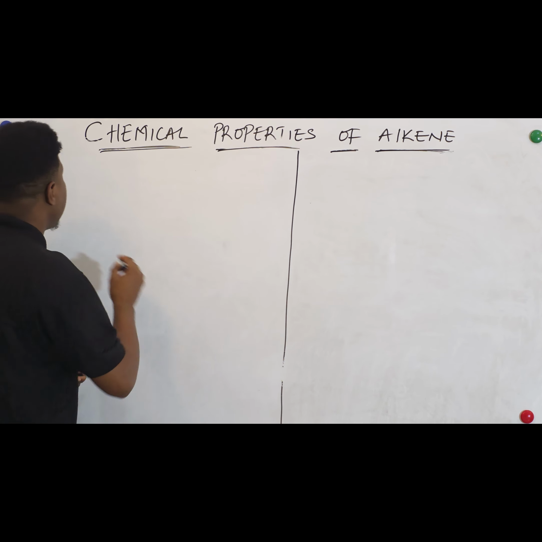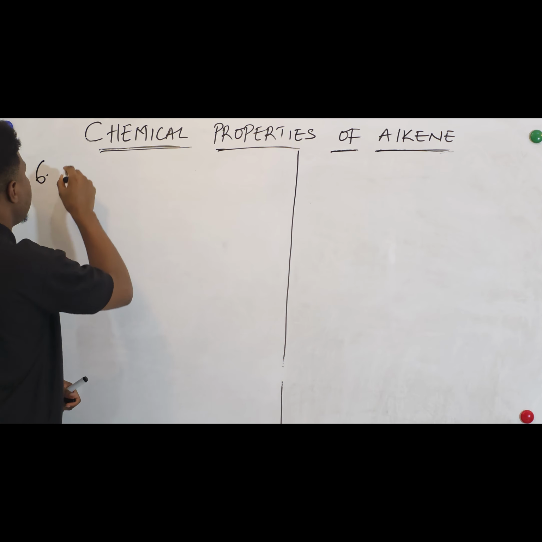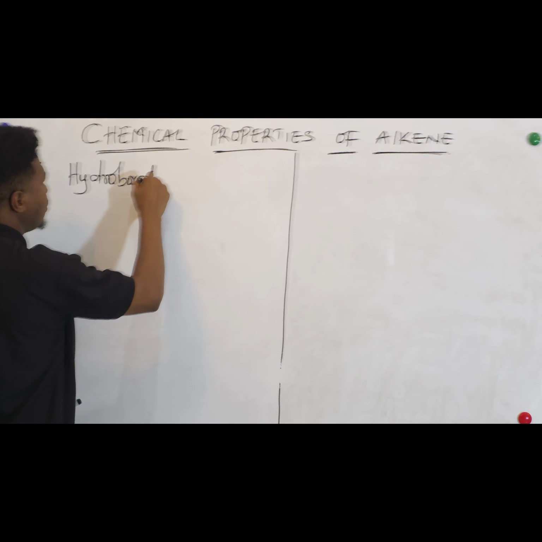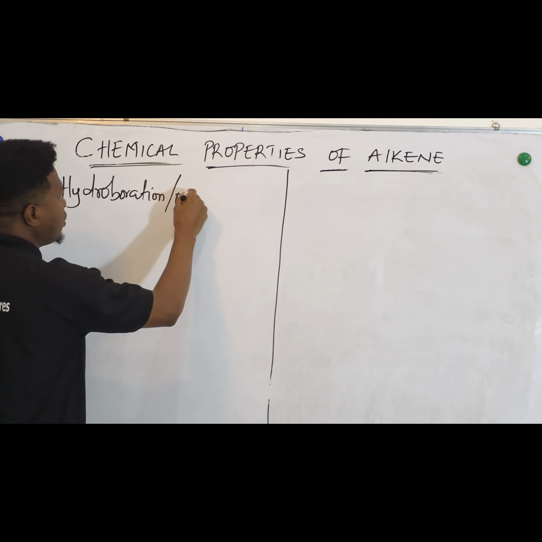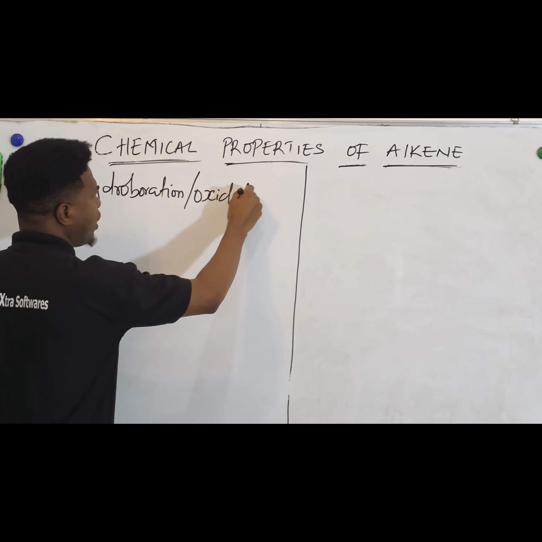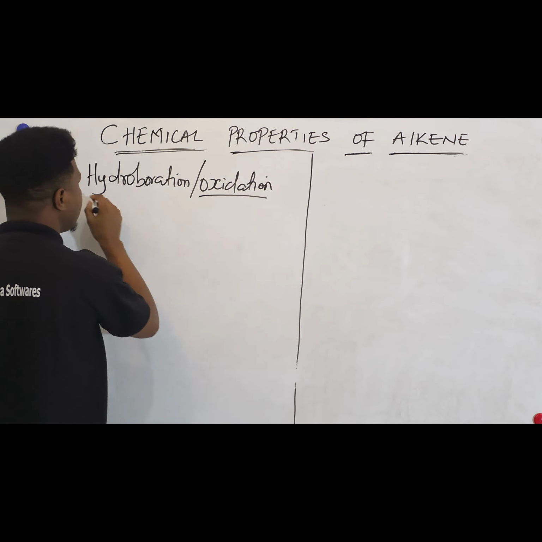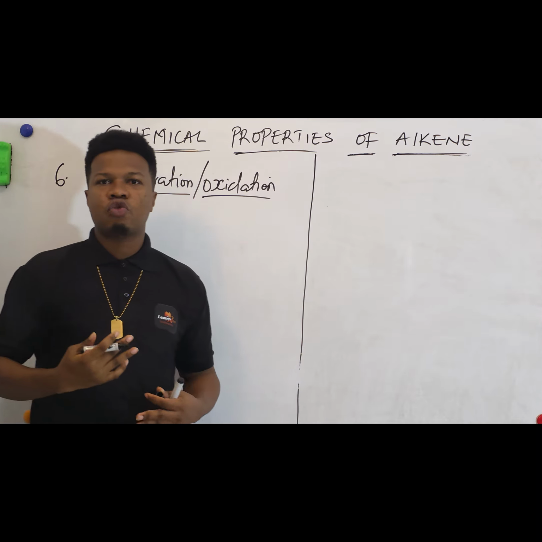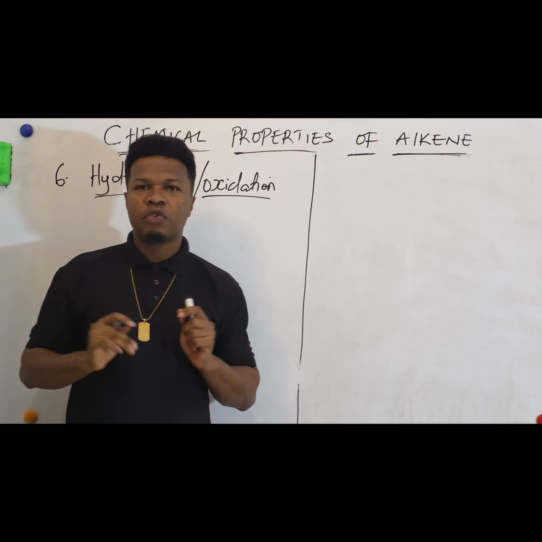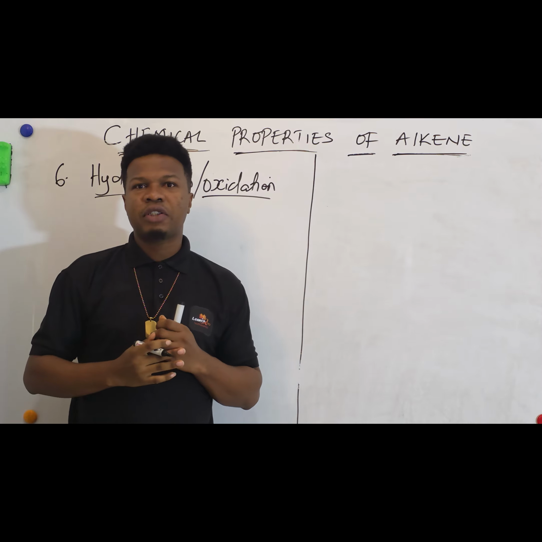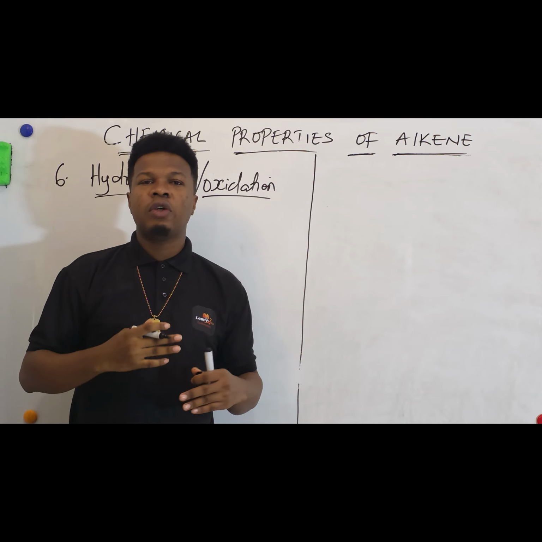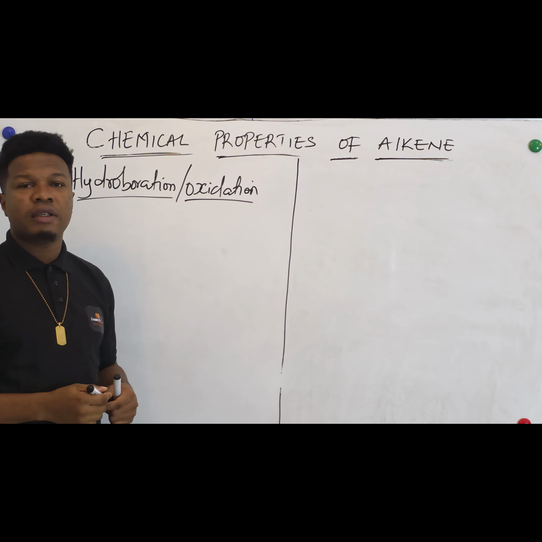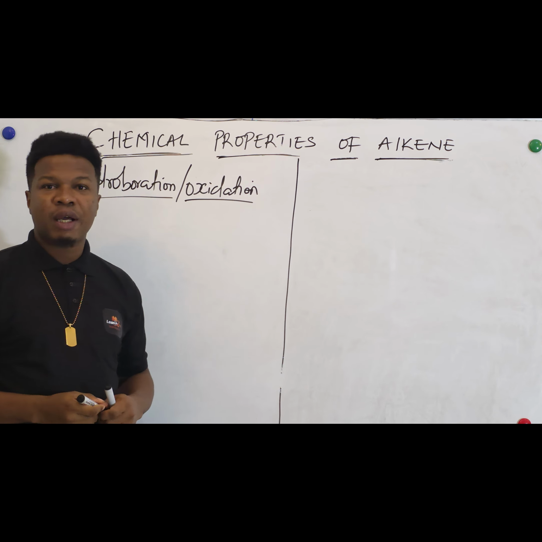The reaction we're going to consider, which is not reaction number 6, is hydroboration slash oxidation. Okay, hydroboration slash oxidation. So this reaction involves the addition of what? Water to an alkene following the anti-Markovnikov's rule. So what you're going to follow in this reaction is anti-Markovnikov's rule, which involves the addition of water to an unsymmetric alkene.